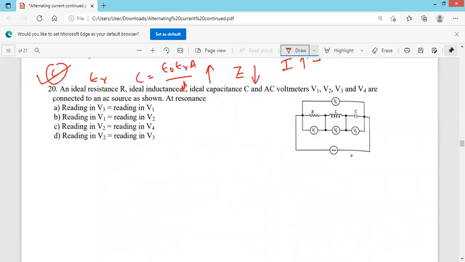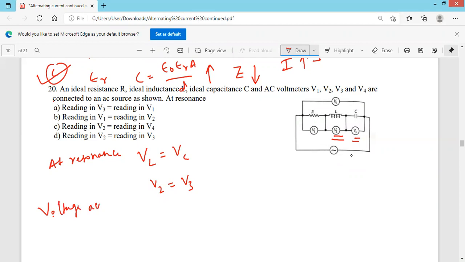Next one, 20th. An ideal resistance R, an ideal inductance L, ideal capacitance C, and AC voltmeters V1, V2, V3, V4 are connected to an AC source as shown, at resonance. At resonance, very simple, you can directly write that voltage across the inductor is equal to voltage across the capacitor. Therefore, V2 is equal to V3.